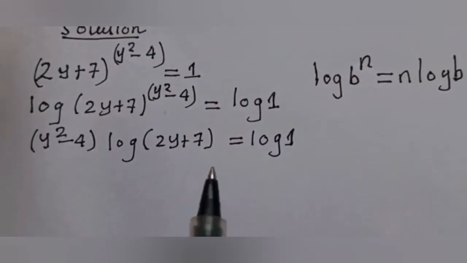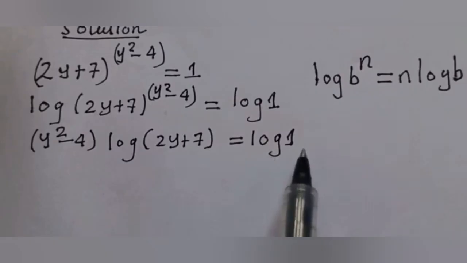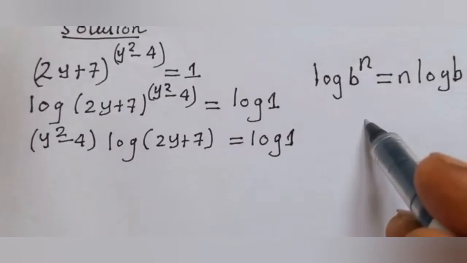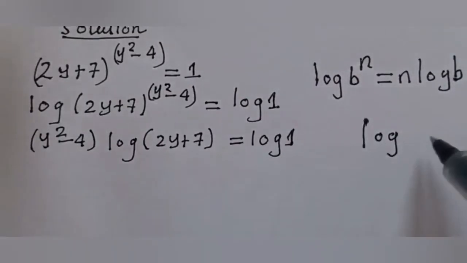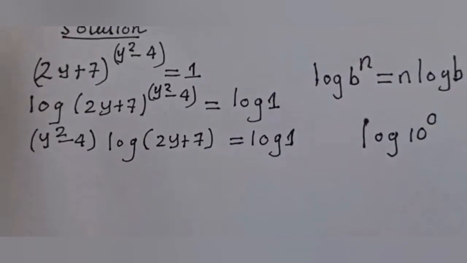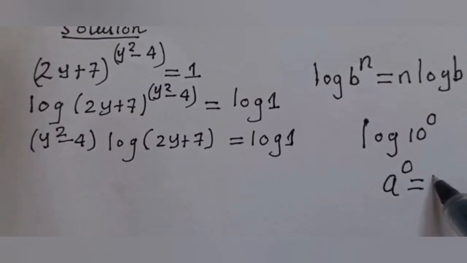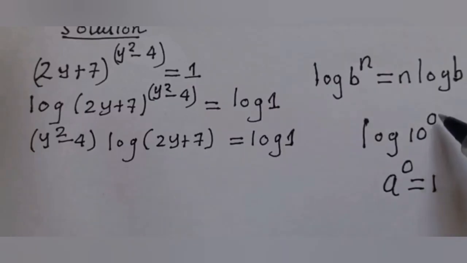Now let us deal with the right hand side of the expression, that is log 1. We know, using the law of exponent, 1 is the same as 10 power 0. By this law of exponent, any number power 0, the answer is 1. So here, instead of writing 1, we have written 10 power 0.